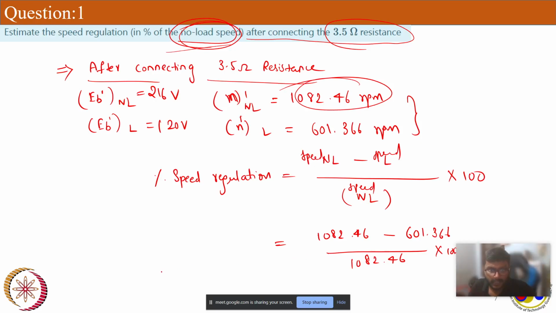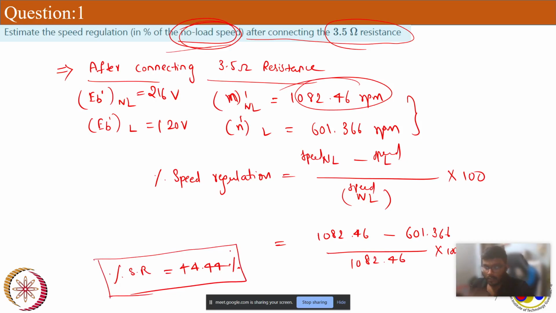Someone calculate it with me and tell me how much you are getting. 1082.46 minus 601.366, divided by 1082.46, into 100. So how much did you get? You also got the same, 44.4. Did anyone get the same answer? Yes, sir. Okay, good.